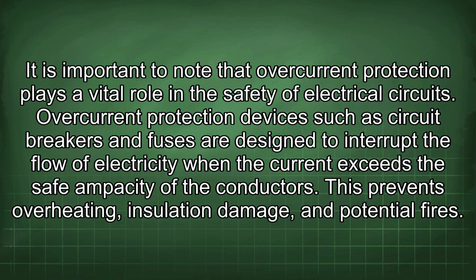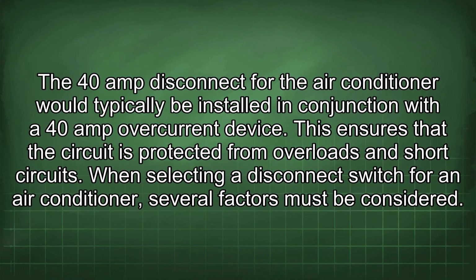It is important to note that overcurrent protection plays a vital role in the safety of electrical circuits. Overcurrent protection devices such as circuit breakers and fuses are designed to interrupt the flow of electricity when the current exceeds the safe ampacity of the conductors. This prevents overheating, insulation damage, and potential fires. The 40 amp disconnect for the air conditioner would typically be installed in conjunction with a 40 amp overcurrent device. This ensures that the circuit is protected from overloads and short circuits.